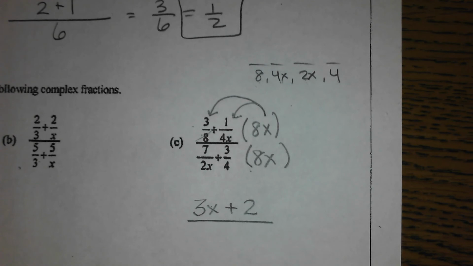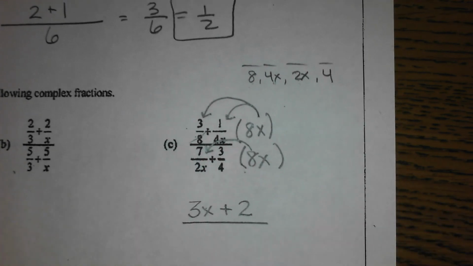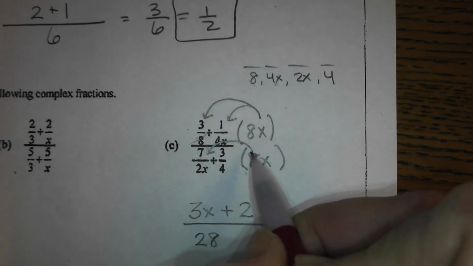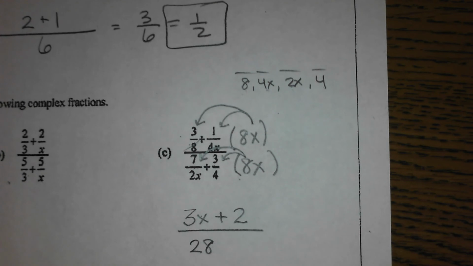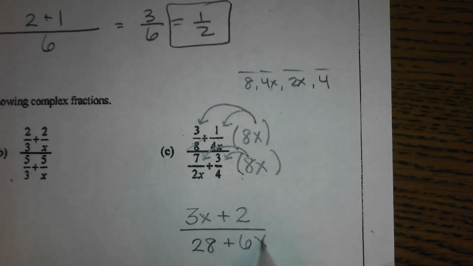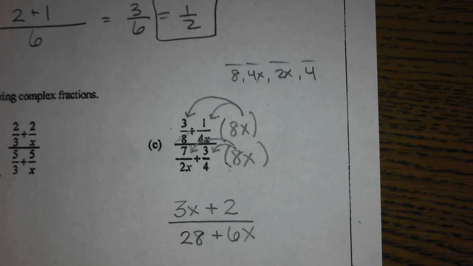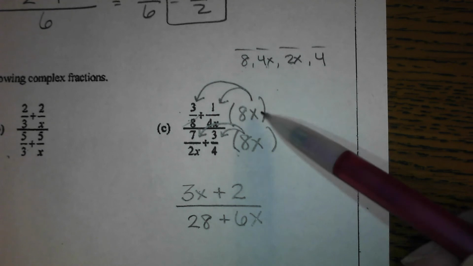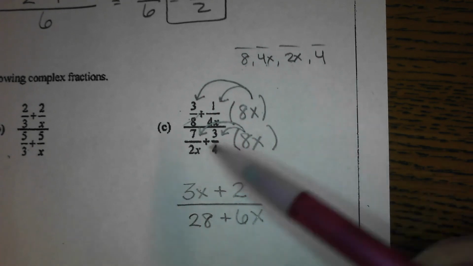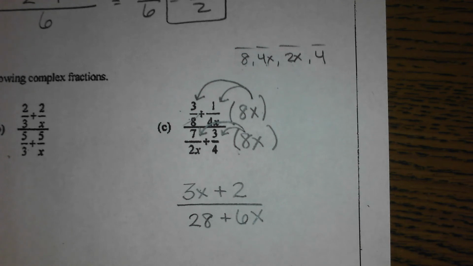Over. If I distribute, 7 over 2x times 8x is 56x over 2x. What'd you say? 28. 56x over 2x is 28. And then when I distribute there, 3/4 times 8x is 24x over 4. 6x. Agreed? Complexity is gone. I no longer have many fractions with fractions, because if I'm picking something that's a least common denominator to all of them, it will essentially cancel out all of their denominators.